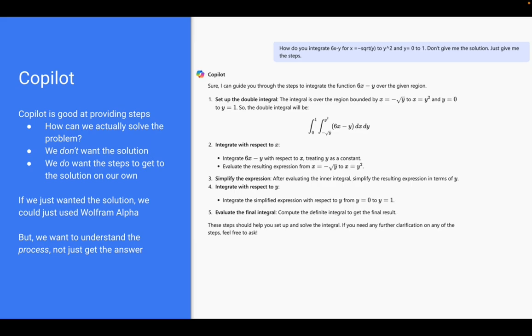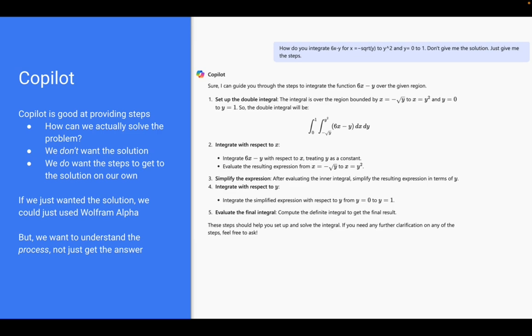So in Copilot's response, the steps that they give us are: 1, set up the double integral with the region bounded. 2, integrate with respect to x. In this case, they say treating y as a constant. Step 3, simplify the expression. Step 4, integrate with respect to y. And step 5, evaluate the final integral.